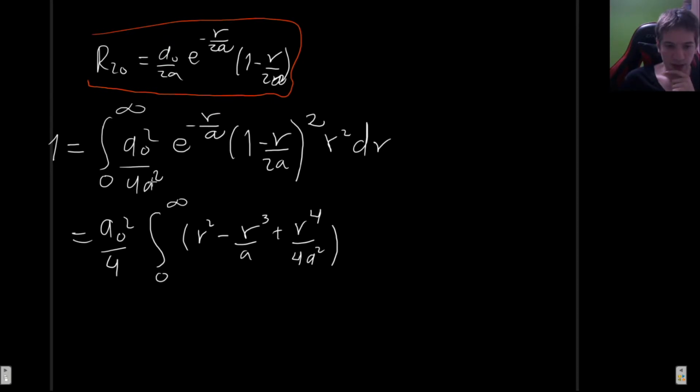Okay, and we still need this a squared in here, and this is the reason why I separated it, because now we multiply all of this by 1 over a squared. So this first part will be a squared, this will be a cubed, and this right here will be a to the 4th power. And this is multiplied by e to the minus r divided by a, dr.